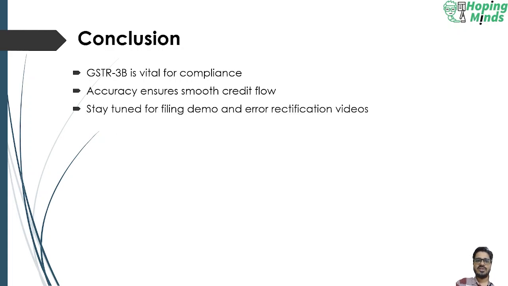So, conclusions: GSTR-3B is a vital aspect for proper compliance under GST. Proper compliance leads to avoidance of interest, penalty and late fee, along with notices from the department. Then accuracy ensures smooth credit flow. So accuracy in input tax credit and disclosure of outward supplies properly in the GSTR-3B returns ensures the smooth credit flow to the taxpayer.